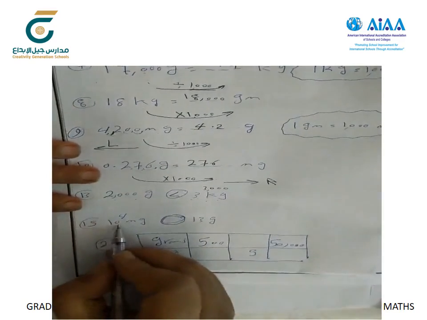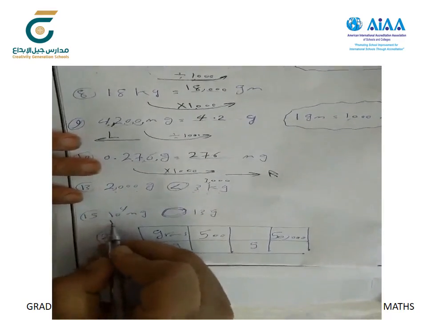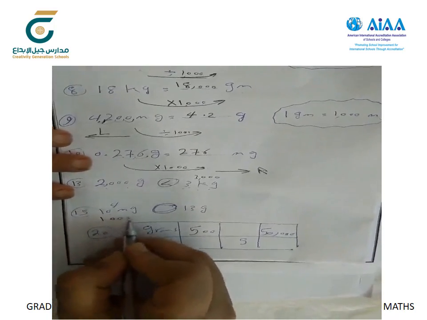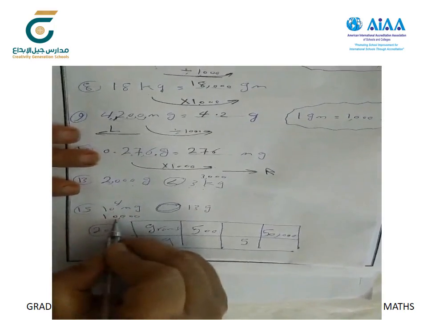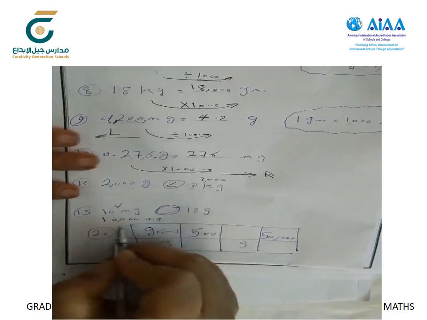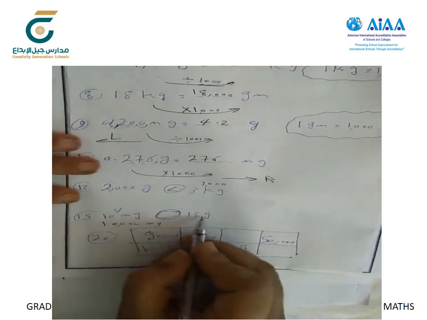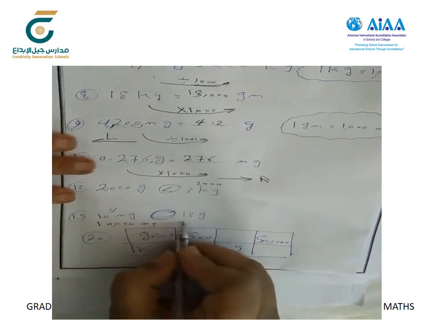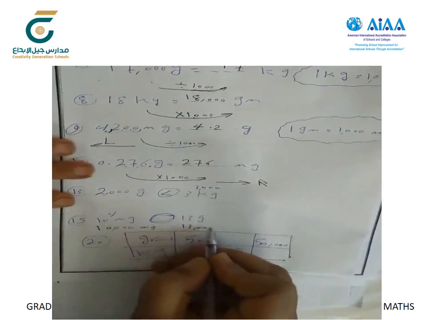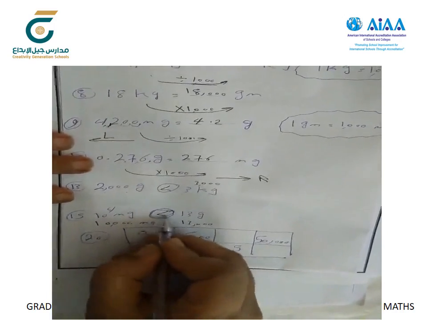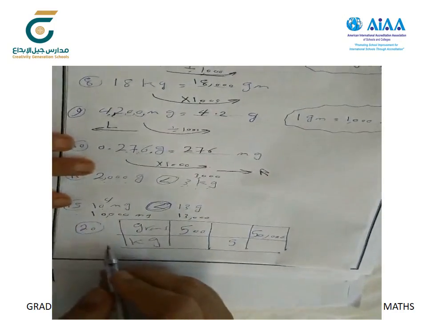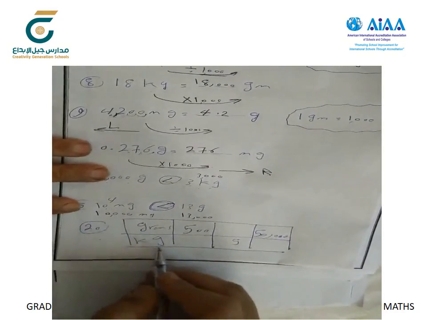Number 15, 10 to the power 4. It means how many zeros? Yes, 4 zeros, because the power represents the number of zeros. Now we have 10,000 milligrams and 13 grams. Convert the gram to milligram by multiplying by 1000. It will be 13,000. Now we have 10,000 and 13,000, which is greater? Yes, 13. The last one, number 20, grams and kilograms.